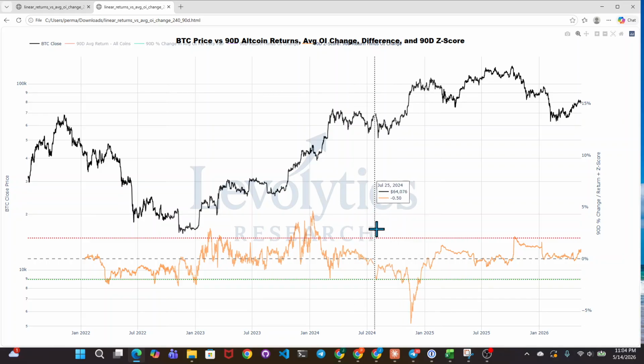So here is another example of a -2 print. This was at the top here, July 24th. 66K, boom, rips downwards, right? So you have a few of these. Here's another one.